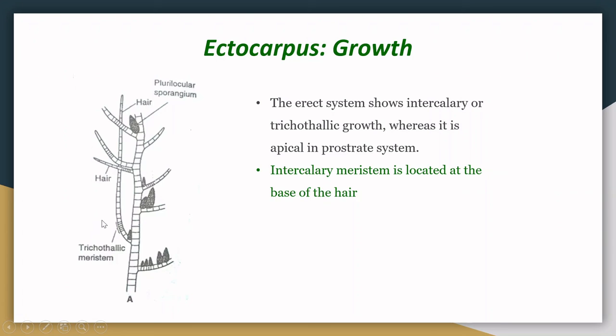So I hope you are clear about the thallus structure in Ectocarpus. In the next lesson, we would be studying the reproduction in Ectocarpus. Thank you.